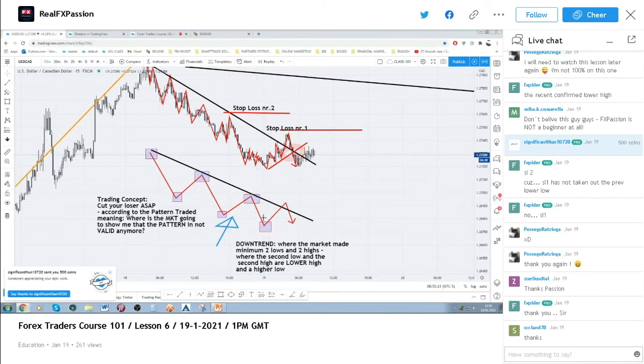So let's make it in reverse. Spider, you are the teacher. I'm the student. Teacher, why not stop loss number one?